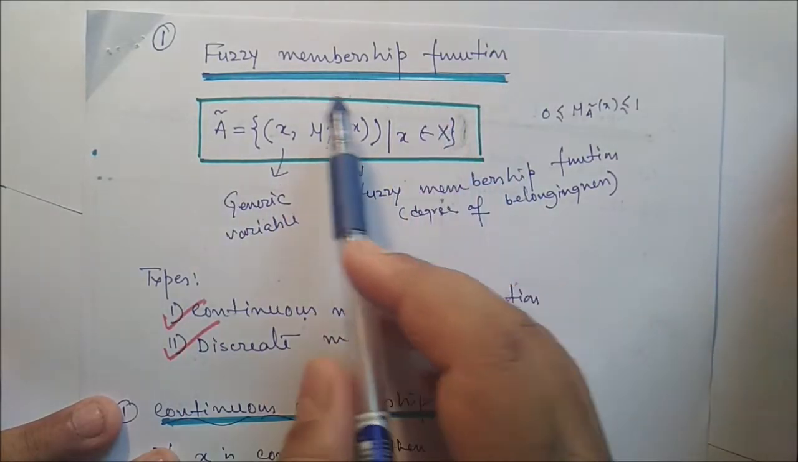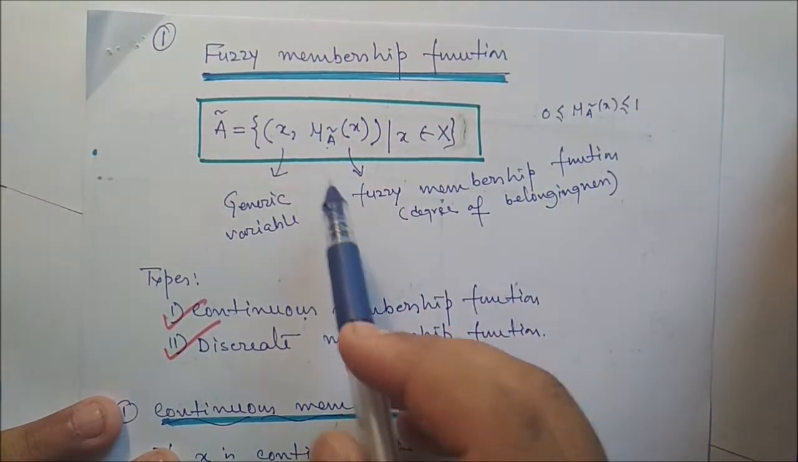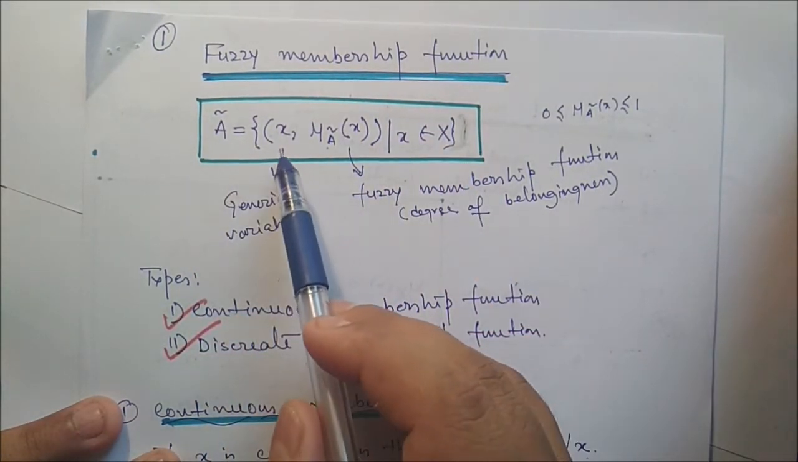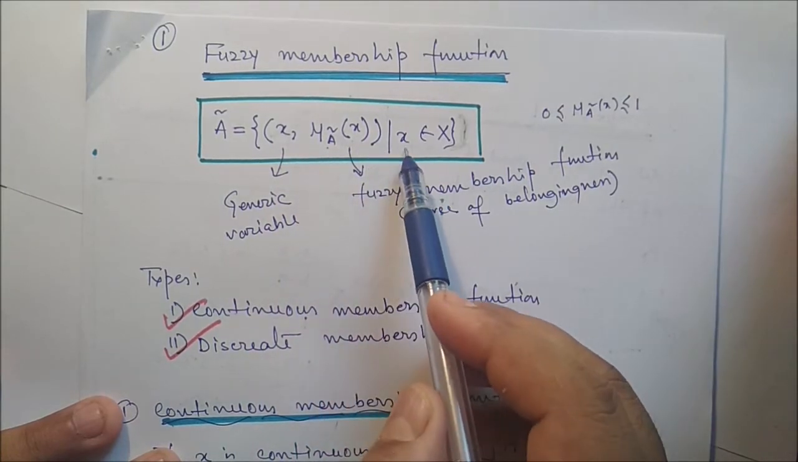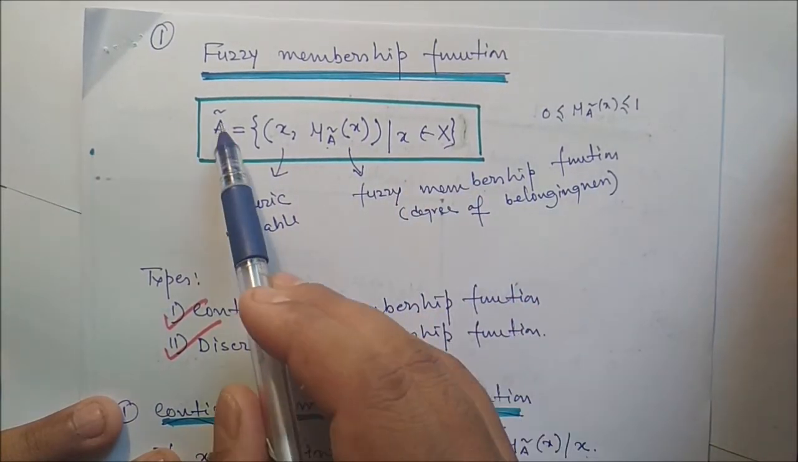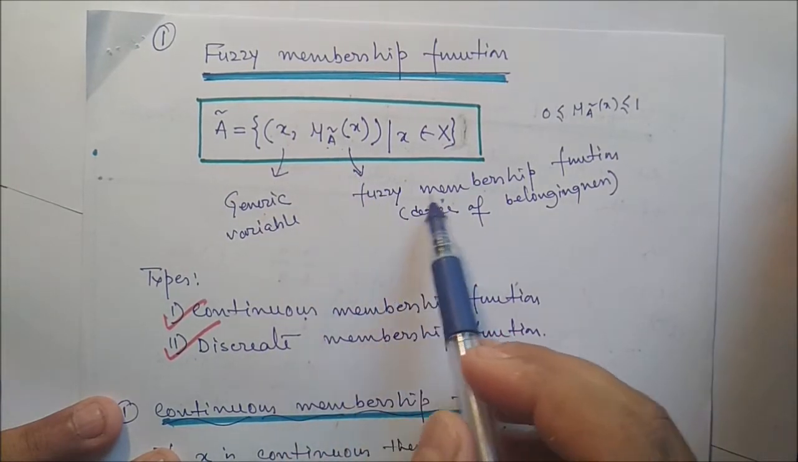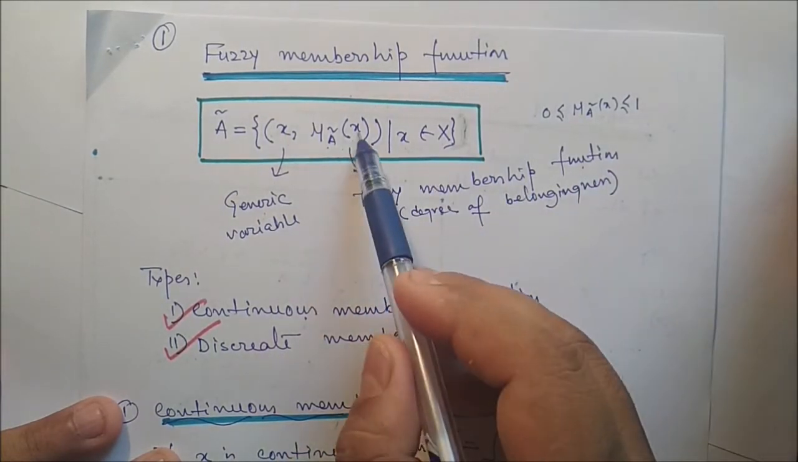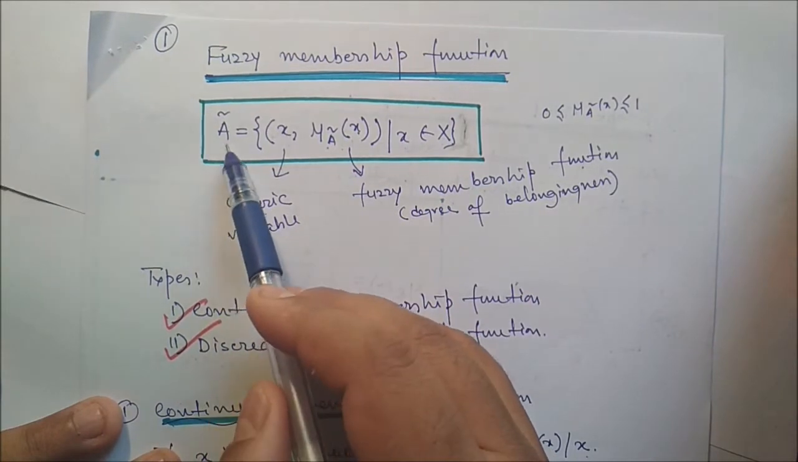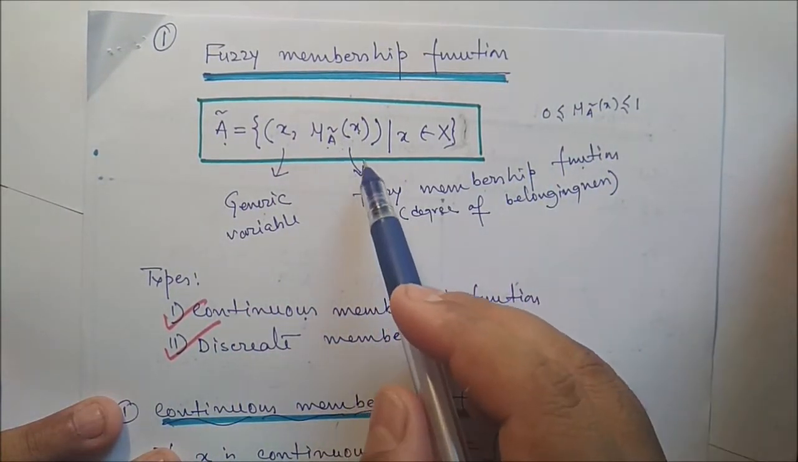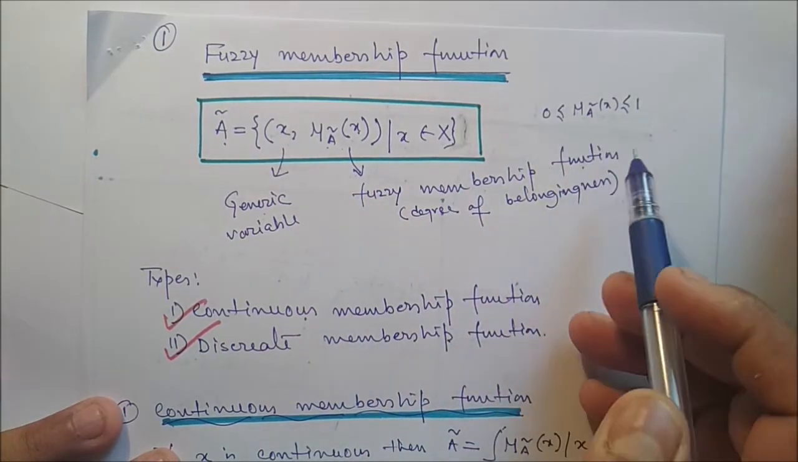In this video, we'll discuss different fuzzy membership functions. You already know this format: A = {(x, μA(x)) | x belongs to capital X}. A is a fuzzy set, x is a generic variable, and μA(x) is the fuzzy membership function of x inside this fuzzy set A. The membership value should be between 0 and 1.